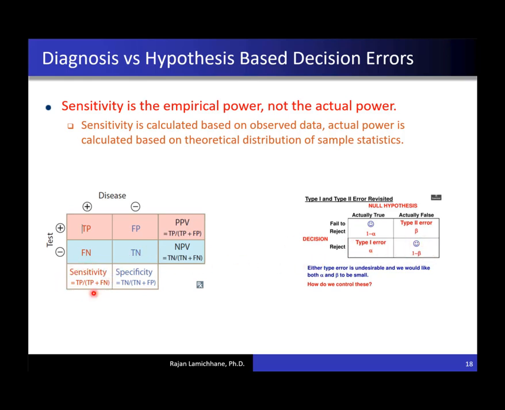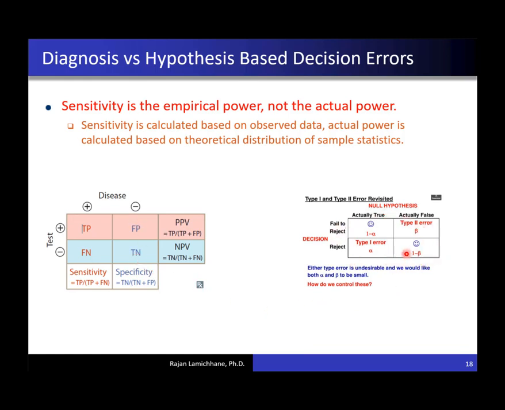That's why sensitivity is also called the empirical power. Now remember that this empirical means this is based on the data you already have. Okay, these are the numbers from your sample, 20, 40, 30, 60, whatever you have. And these sensitivity and specificity are calculated based on the sample values.